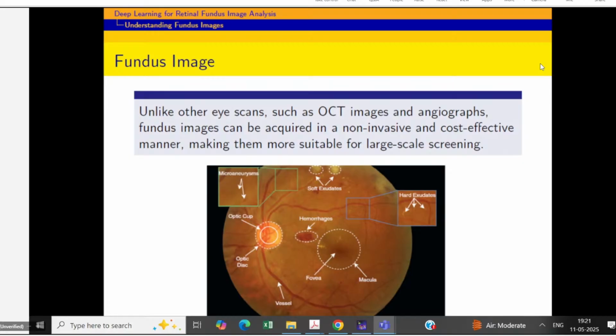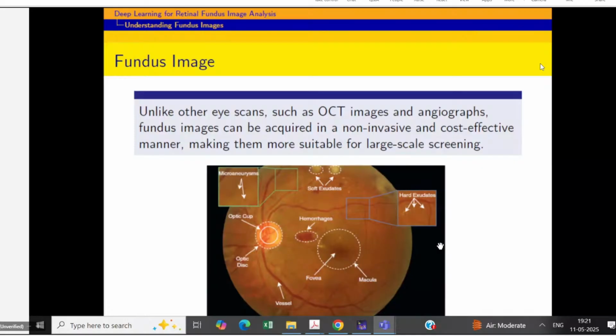There is fluorescein angiography that is also very popular. But among all these kinds of eye scans, or you can say medical imaging modalities, fundus image is very popular and extensively used by the ophthalmologist. Why? Because it is non-invasive and it is cost effective as well. So that is why it is very much suitable for large scale screening of eye disease, right?